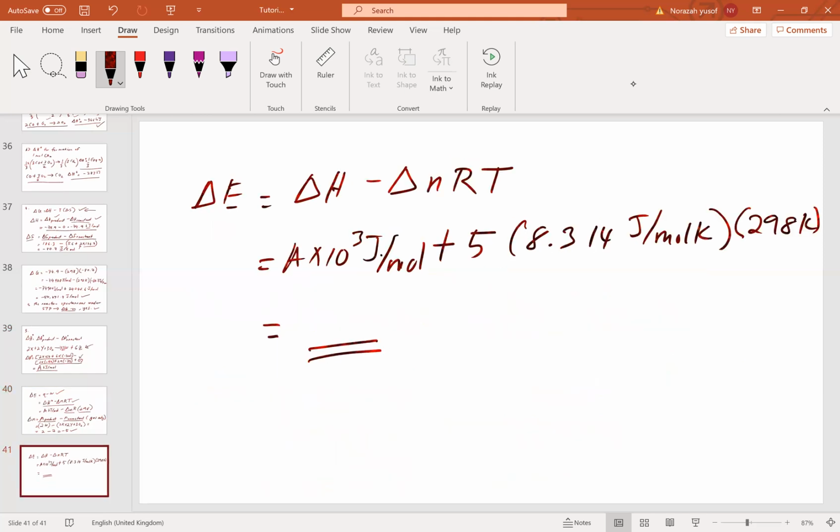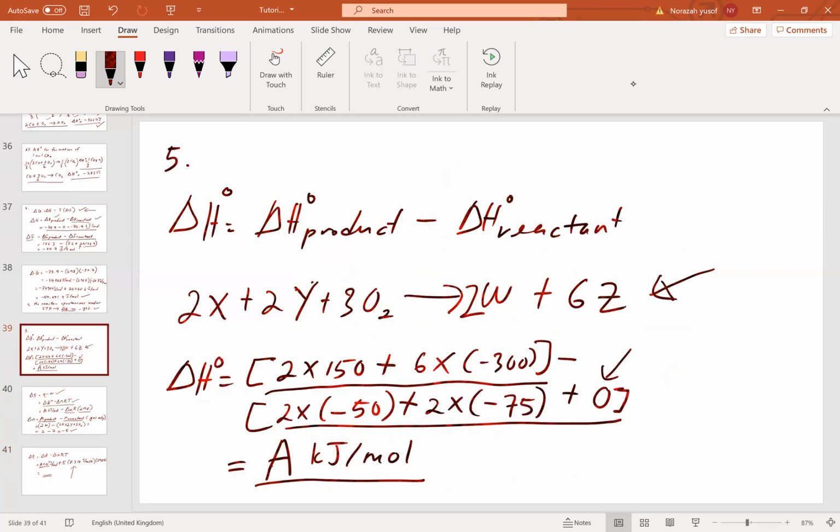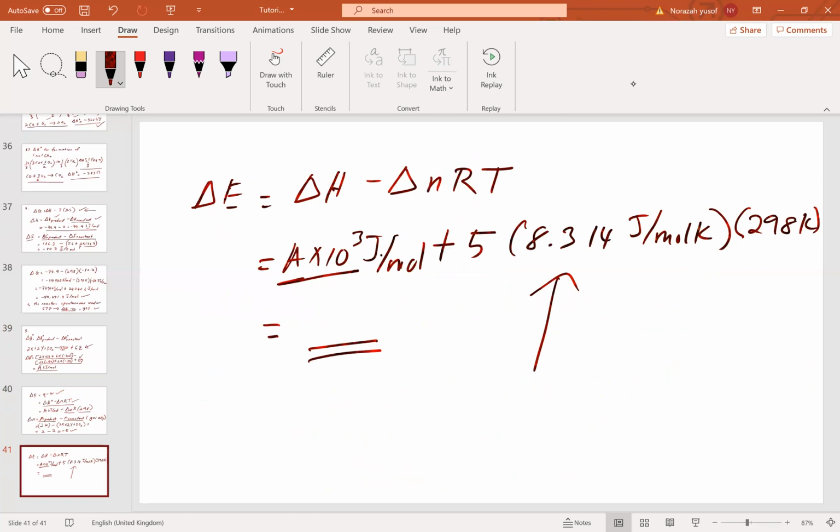So let's just try. If you put all the values here, then you might be getting this. A from the first, which is delta H, that is obtained from A from the first question. And then the mole difference, R value, and then the Kelvins. All right, should be getting the final answer.